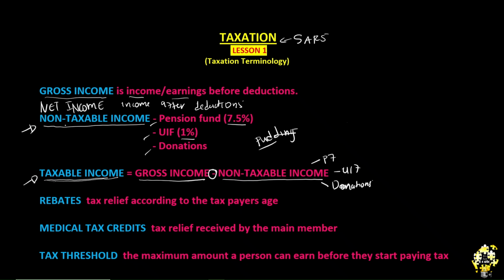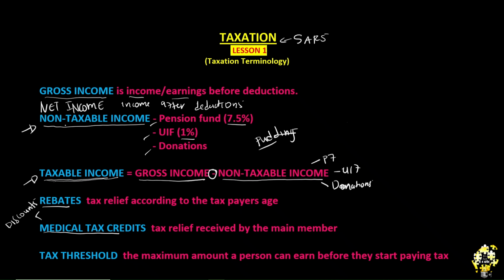Now, you also have something called rebates. Now, I'd like to call rebates and medical tax credit, I'd like to call these discounts, and you'll understand why I say these are discounts. The reason why I say rebates and medical tax credits are discounts is because they reduce the amount of tax that you are supposed to pay to South African Revenue Services. Now, you'll see how that works.